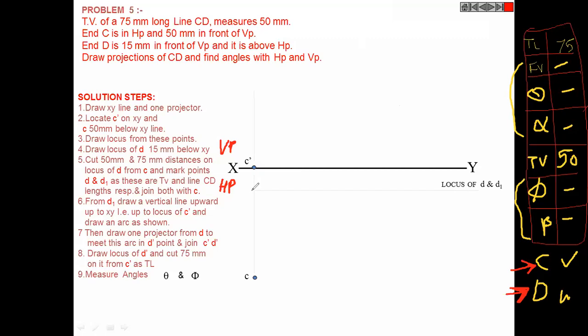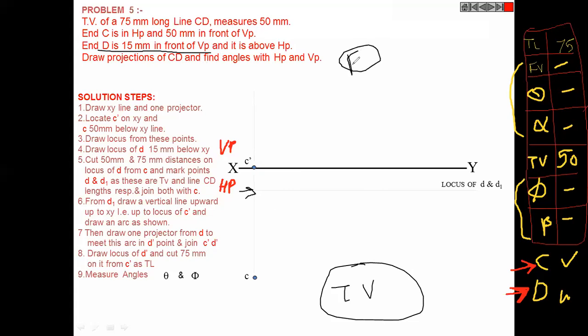Did everyone understand how this line came? Yes, sir. Because it is written that it is 15 mm in front of VP. Understand? So whether in front or behind VP, we can see only in the top view. So this plane is actually showing the top view, and this plane will show us the front view. So in the top view only we will be able to see the distance from the vertical plane. Got it? Let us see what is next.